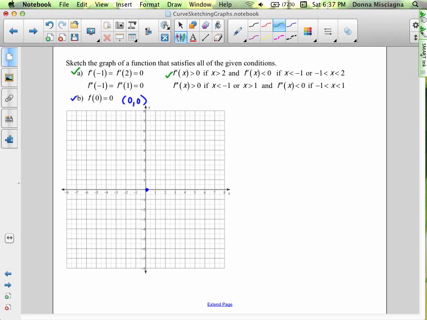So this and the two that I check marked are information from the first derivative. So notice it says f prime of -1 equals f prime of 2 equals 0. All right, so if the first derivative equals 0, we know that's a critical point. And by the way, this one is in your notes. So we have critical points at x equals -1 and x equals 2. All right, and we know that because the first derivative equals 0.